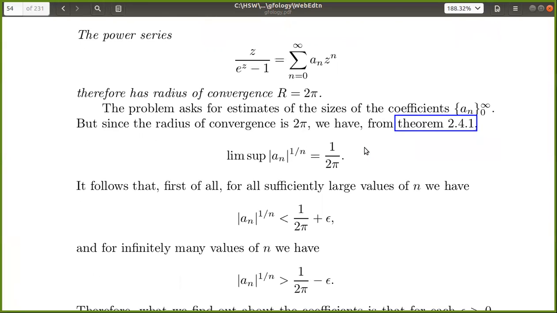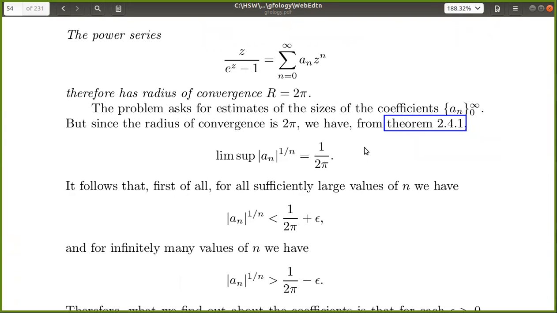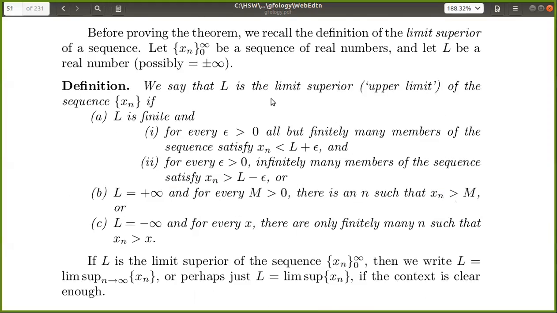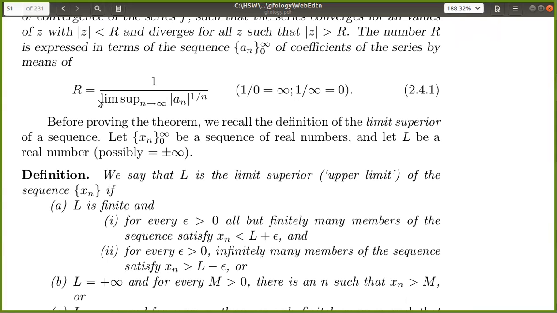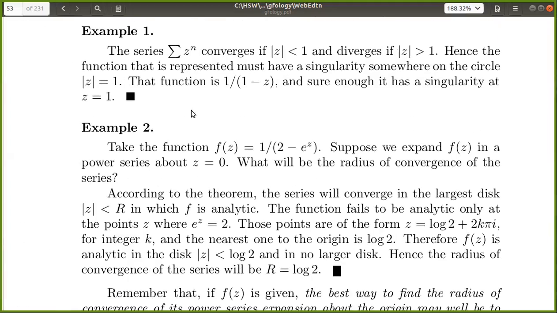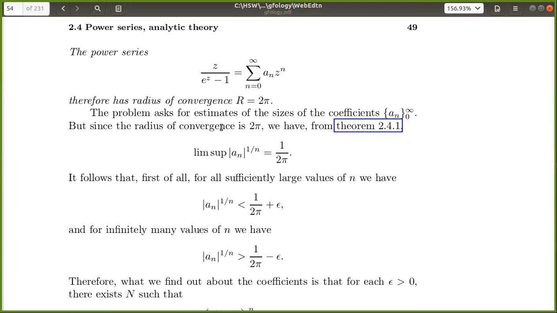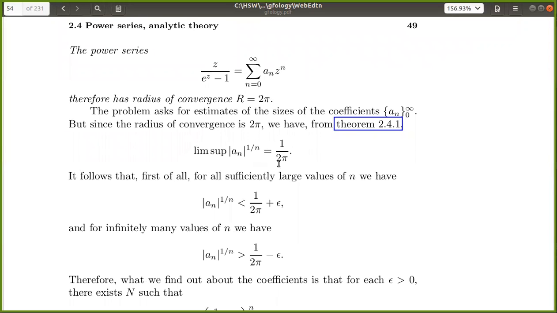Now, to estimate the sizes, everyone remembered this radius of convergence was nothing but the reciprocal of the nth root limsup. So if the radius of convergence is 2π, this limsup of modulus a n raised to 1 by n is 1 by 2π. All that trivial computation after you've done, you get that this limsup is 1 upon 2π.